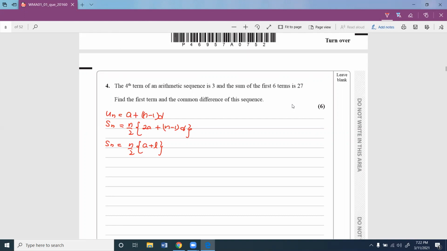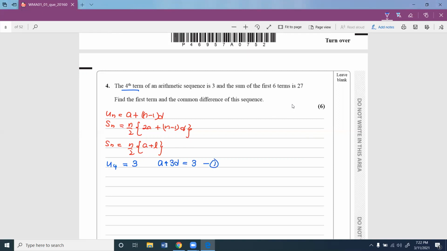Right. When you do this question, initially they mentioned the fourth term. The fourth term, u4, is equal to 3. That means from here, if you put u4, that is a plus (n minus 1)d, 4 minus 1 is 3d, equals 3. That is my first equation.